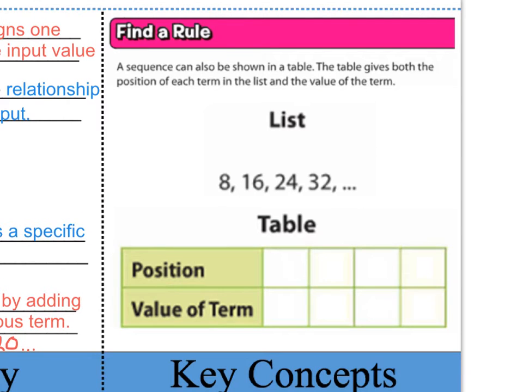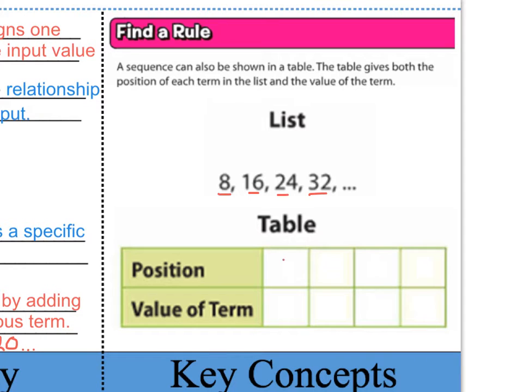So the key concepts for today would be us discussing how to find a rule. A sequence can be shown in a table. A table gives both positions at each time in the list and the value of the term. So what that means is if I'm given a list of numbers like 8, 16, 24, and 32, and so on, that's an arithmetic sequence of numbers, because every time I move to another term, I'm adding 8. So I can go ahead and place this sequence of numbers in a table.